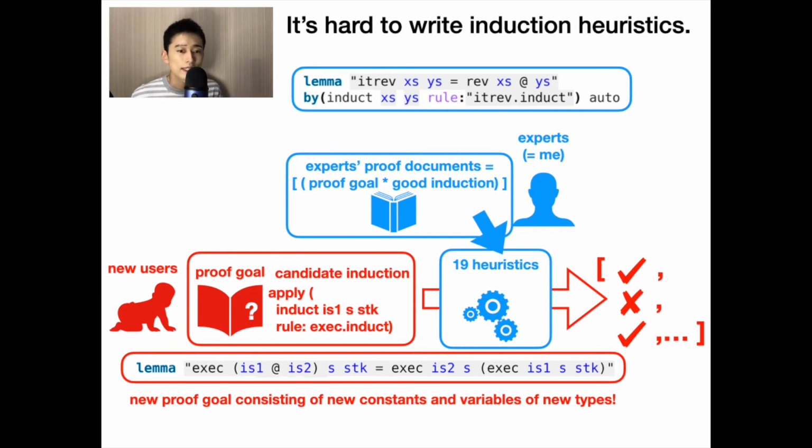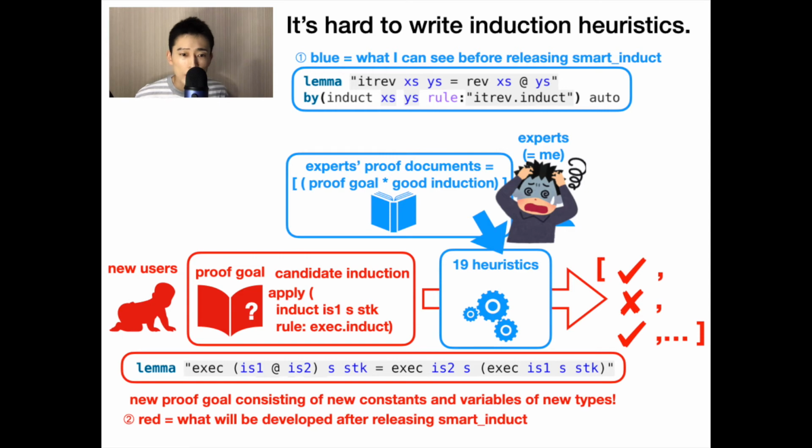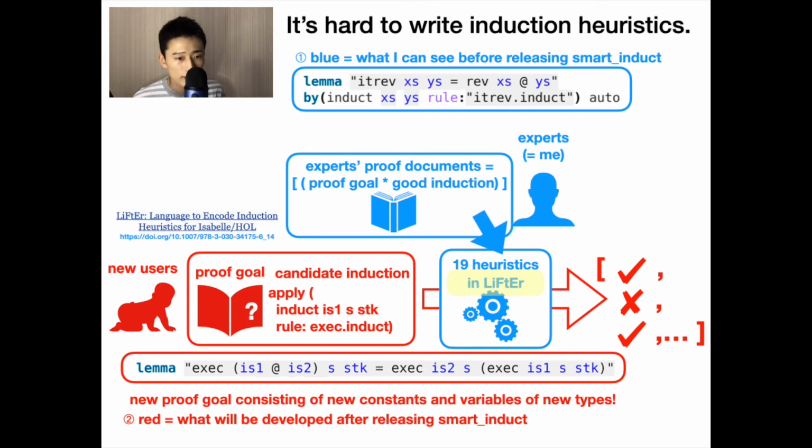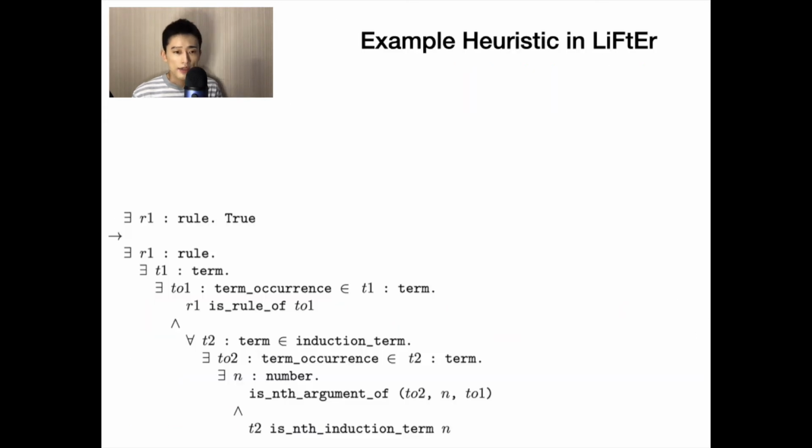In the beginning, I was encoding such heuristics in Isabelle's implementation language, standard ML, but it was too tricky to encode induction heuristics for proof goals that do not exist yet in a general-purpose programming language like standard ML. So we implemented our own domain-specific language specifically designed to encode induction heuristics. If you are curious about this language, please have a look at our paper on Lifter. In this talk, we only show one example heuristic written in Lifter.